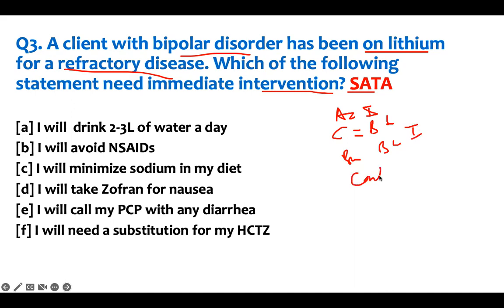Then to make a choice, you've got to come up with the content and then move on. What is the content? Somebody on lithium is a concern. It has a narrow therapeutic index. Therefore, any small level increase can cause a problem. Number one teaching you tell this patient on lithium is to avoid what? Dehydration.